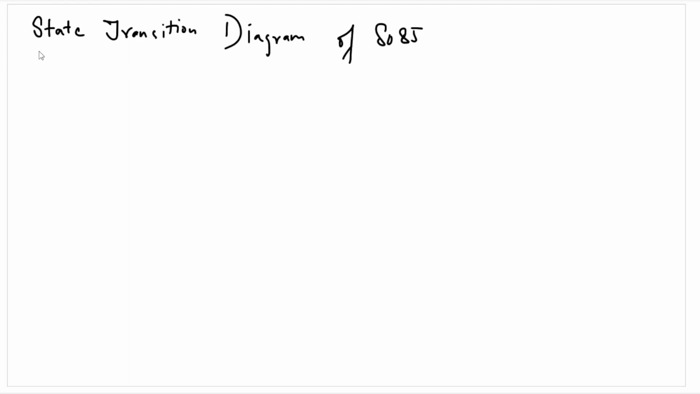So now that we have completed almost all the instructions of microprocessor 8085, and we have also studied the interrupts, we can complete the state transition diagram of 8085. We have been talking about different states of the 8085.